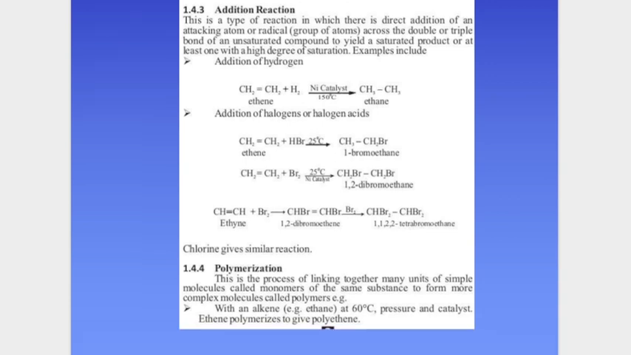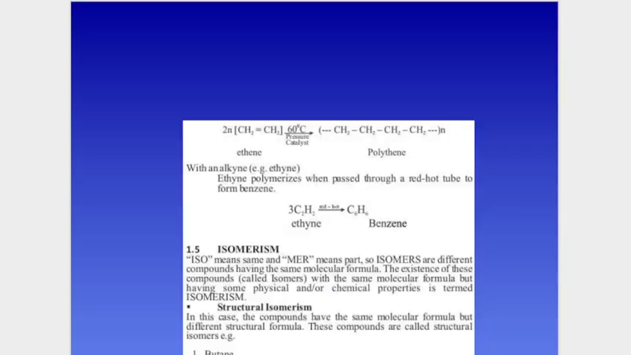So polymerization is the process of linking together many units of simple molecules called monomers of the same substance to form more complex molecules known as polymers.